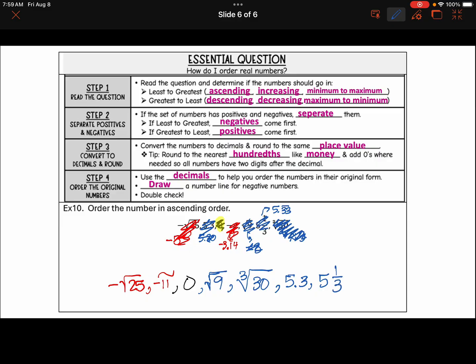So that's how to tackle putting rational and irrational numbers in order. And that is the end of today's topic.